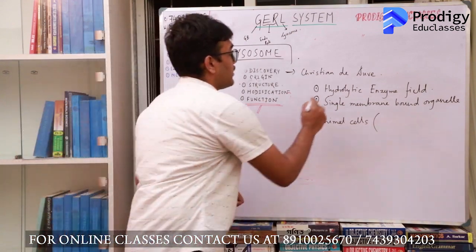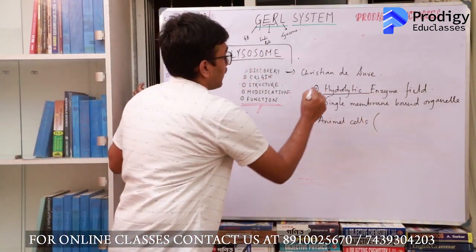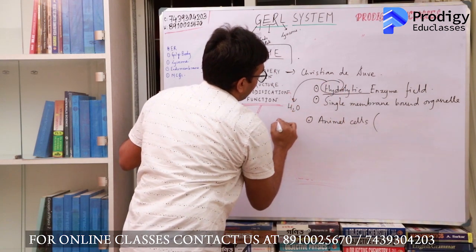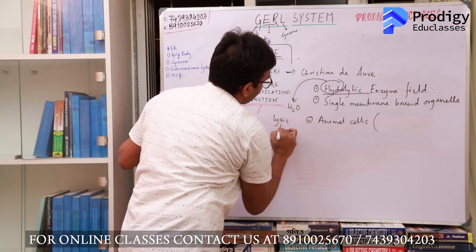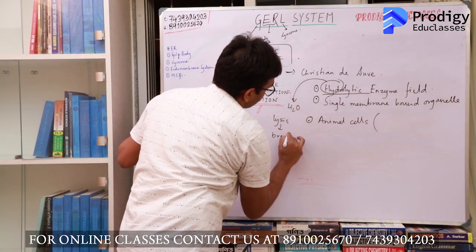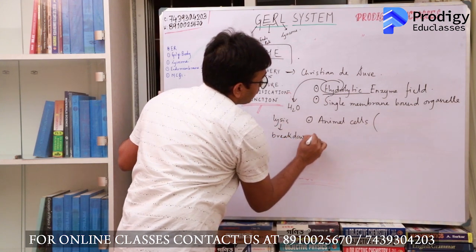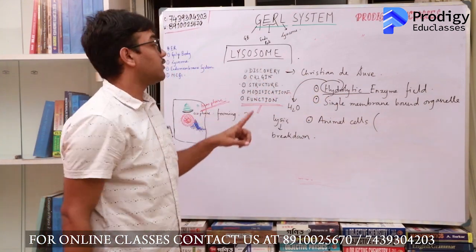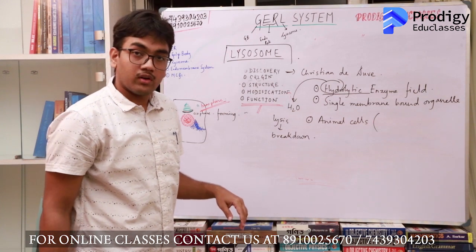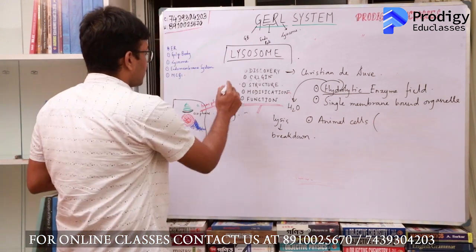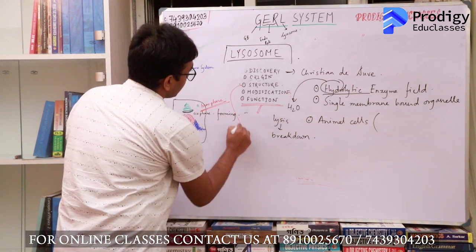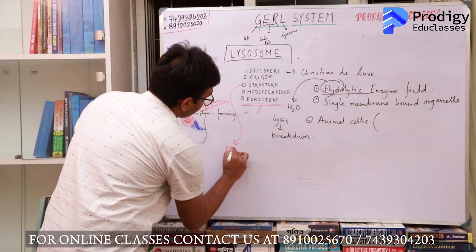So what do you mean by hydrolytic enzymes? You see, hydro means water and lysis means breakdown. So hydrolytic enzymes are basically enzymes which will break down substances in the presence of water. Now coming to the structure of lysosomes, you will find that lysosomes show something known as polymorphism.